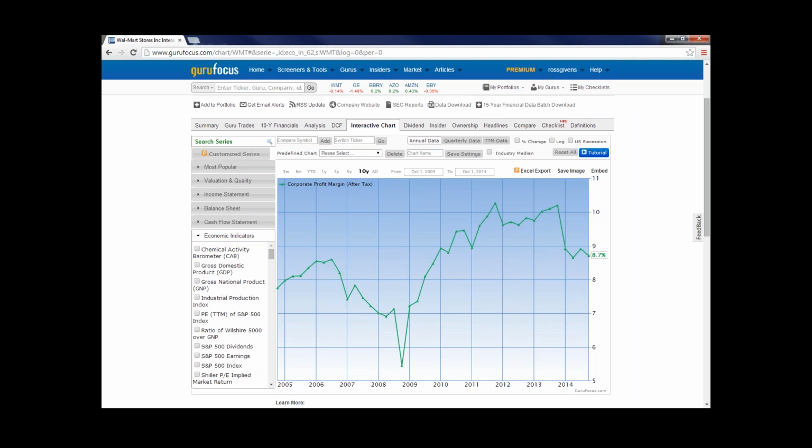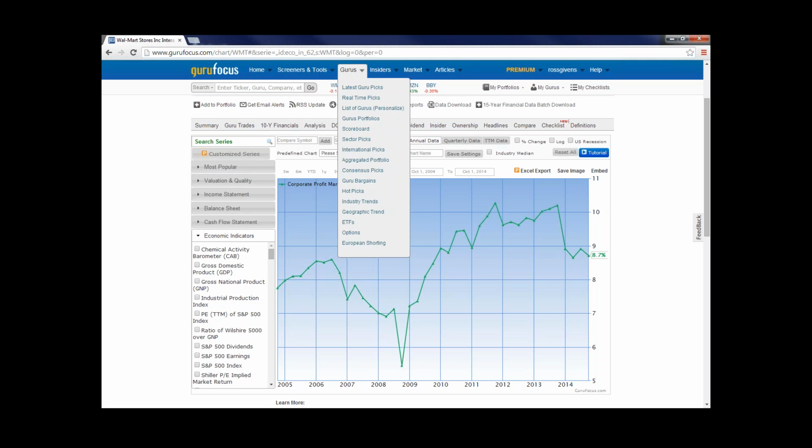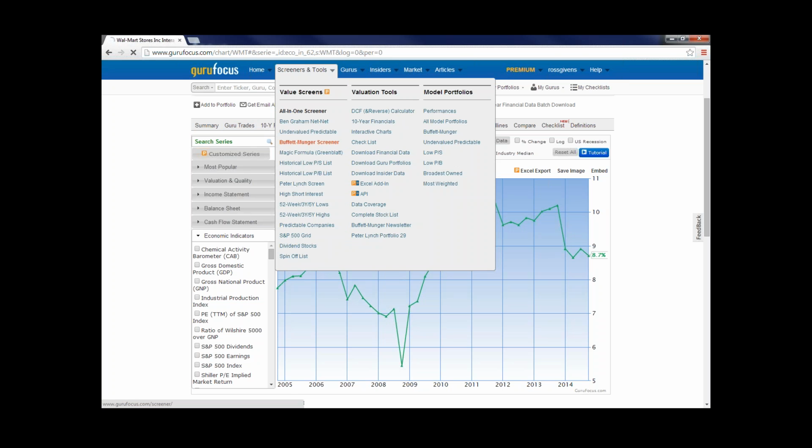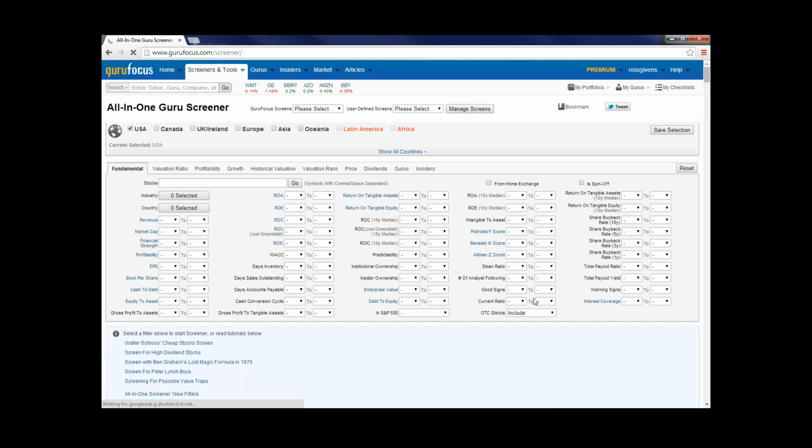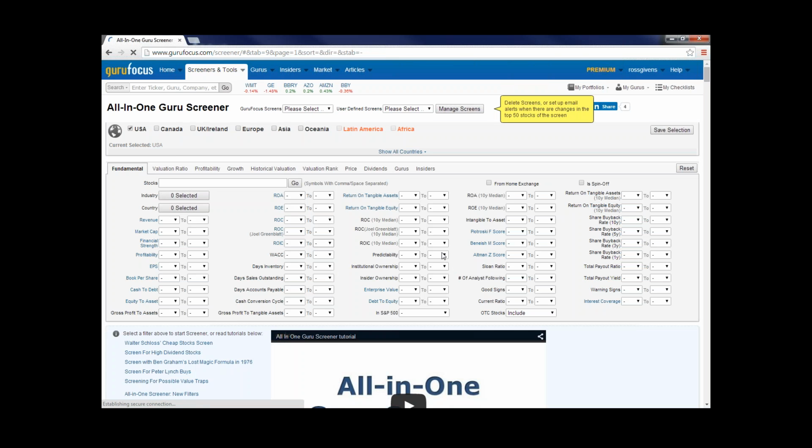So Russell asked, what are some options for a new user to learn GuruFocus? And Russell, what I would do for you, stick to some of these predefined ones. I would use the chart and also start with the screener, here it is, the all-in-one screener, because the screener is a nice way to put some stocks on your radar that may be worth going after.